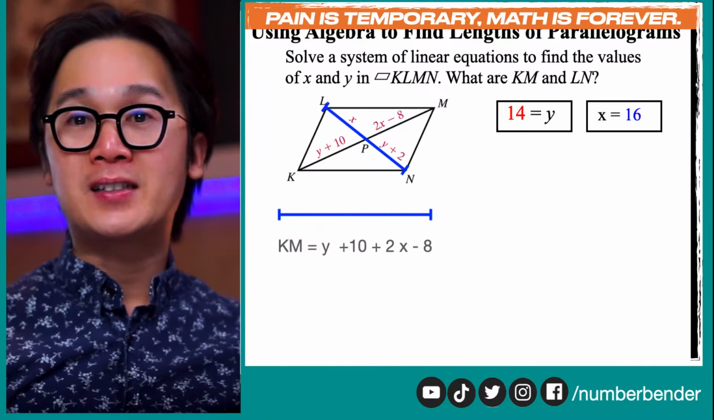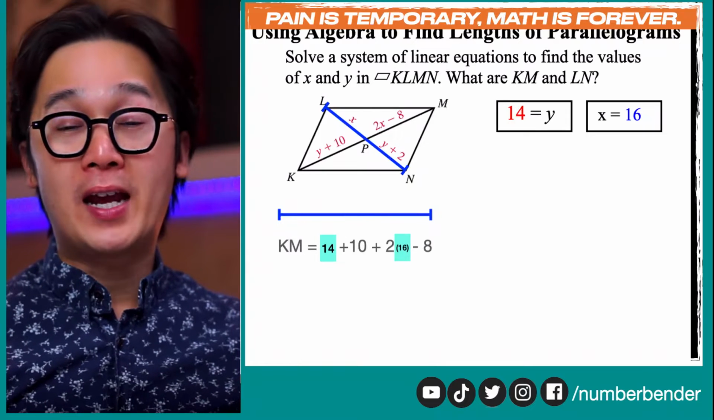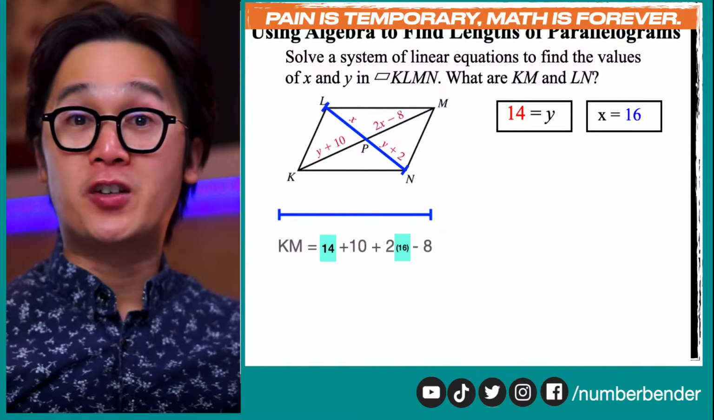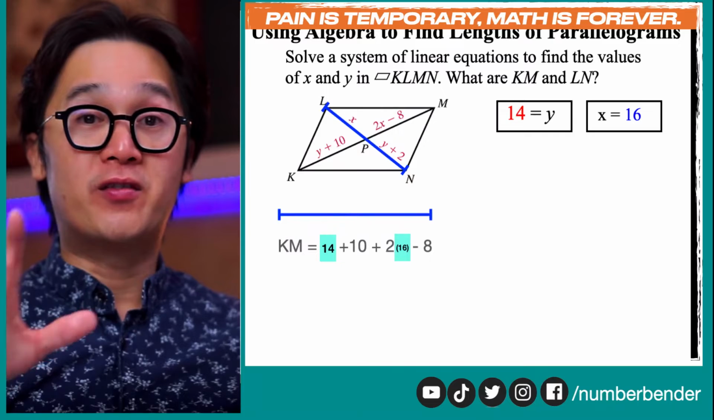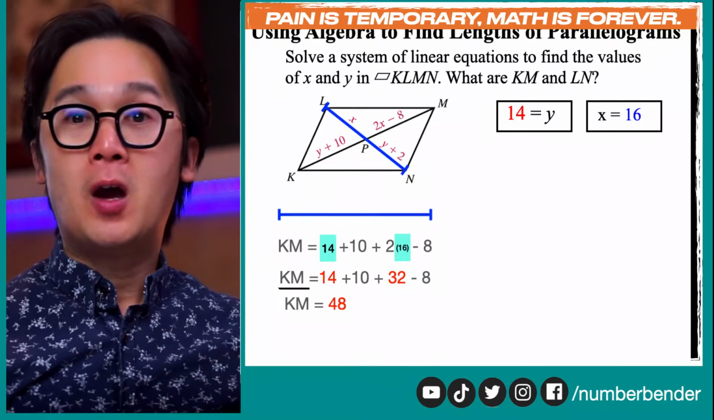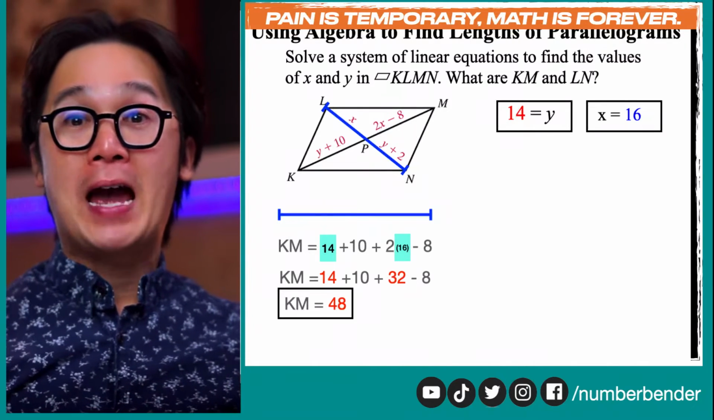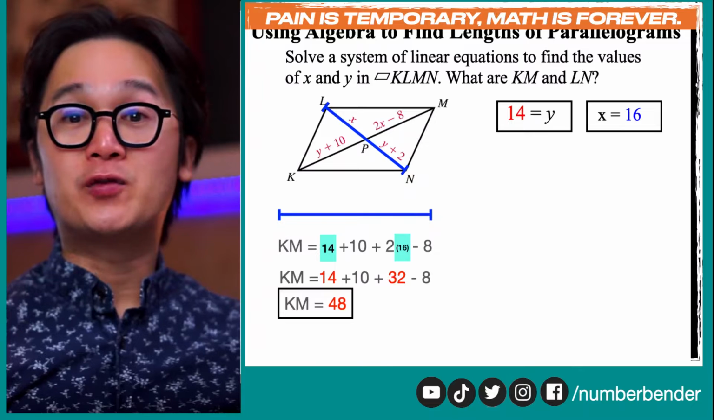And we know that x is equal to 16 and y is equal to 14. So by replacing x and y with the corresponding values that we have calculated from the first part of our work, we'll be able to find the measurement of KM, which gives us 48 units. So that measurement of our first diagonal is 48.